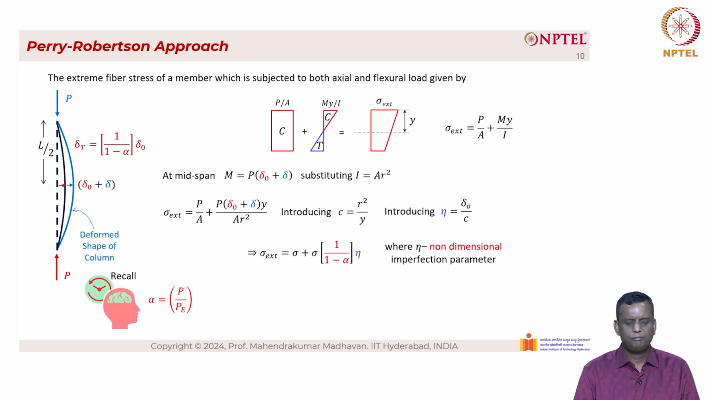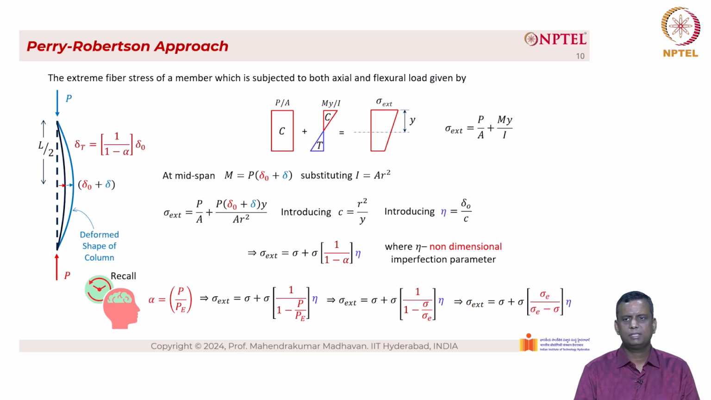Now, we have to recall that alpha equal to P by P sub E, which is the ratio of applied load with respect to the Euler load. So, the extreme fiber stress is equal to sigma plus sigma into 1 by 1 minus P by P sub E into eta. This can be further simplified because P by P sub E can also be written as sigma by sigma sub E, as you can see on the right hand side of the equation. On further simplification, we have sigma extreme fiber stresses is equal to sigma plus sigma into sigma E divided by sigma sub E minus sigma into eta.